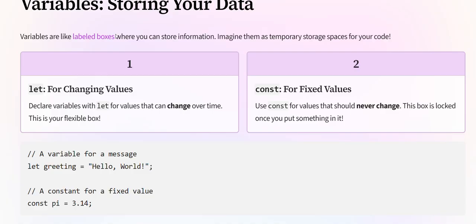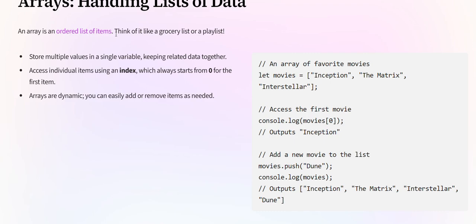Coming to the next topic, arrays. An array handles a list of data. An array is an ordered list of elements. Think of it like a grocery list. It stores multiple values in a single variable, keeping related data together, and you access individual items using an index, which always starts from zero for the first item.